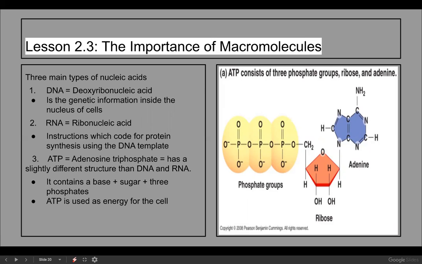And then we have ATP, adenosine triphosphate, which has a slightly different structure than DNA and RNA. It contains a base, a sugar, and 3 phosphates. So if you look here, this is our ATP group. All the energy in ATP is in these bonds.